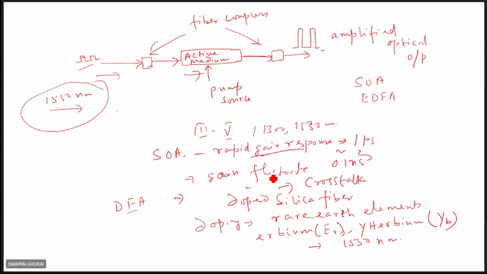These problems can be overcome if you consider the fiber-based amplifier, the doped fiber amplifier, where the doping can be rare earth elements. Rare earth elements means erbium, ytterbium, neodymium, praseodymium, etc.